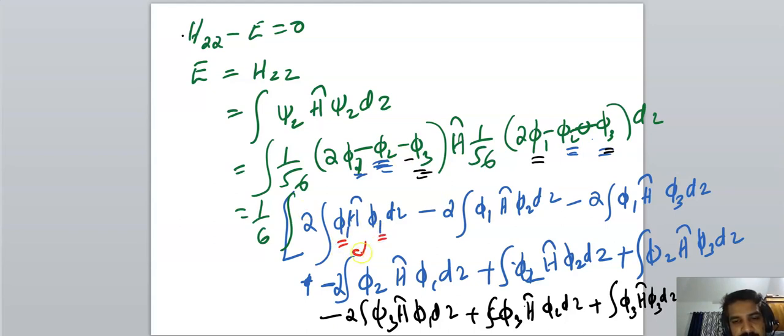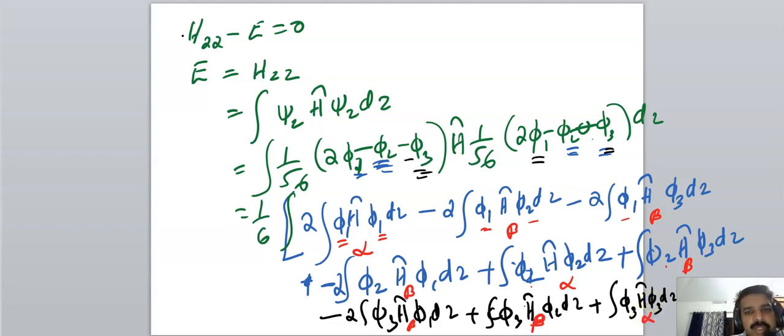Okay, then this term phi 1 phi 1, therefore it is alpha. Phi 1 phi 2, this is beta. Phi 1 phi 3, this is also beta. Phi 2 phi 1, this is beta. Phi 2 phi 2, alpha. Phi 2 phi 3, beta. Phi 3 phi 1, it is also beta, and phi 3 phi 2, this is beta, and phi 3 phi 3, alpha.